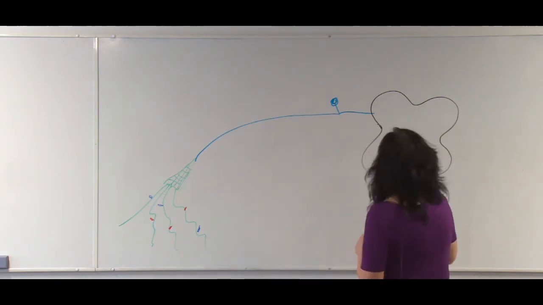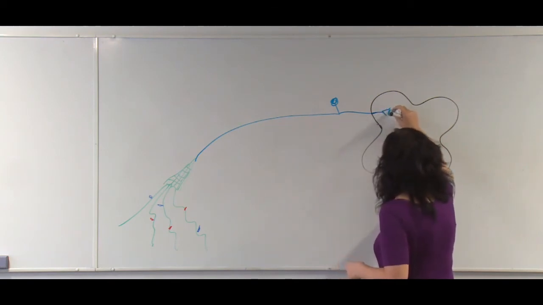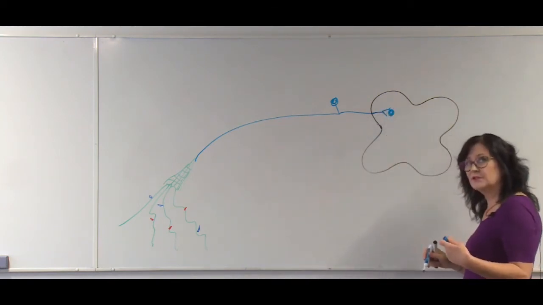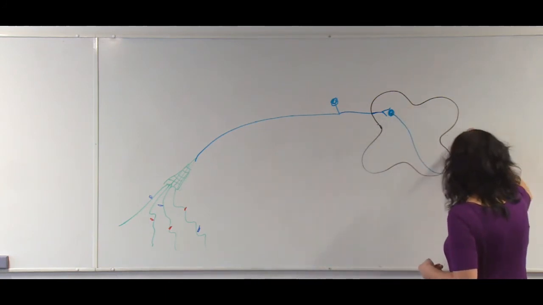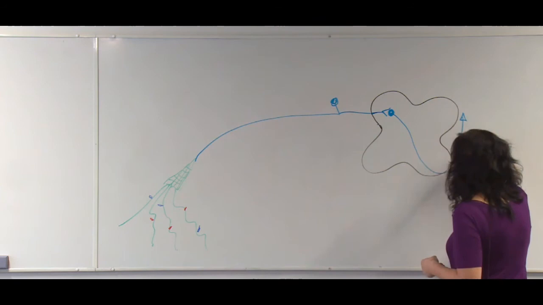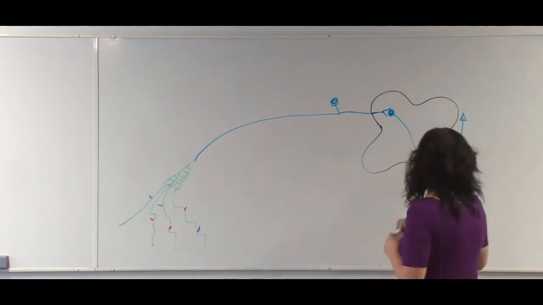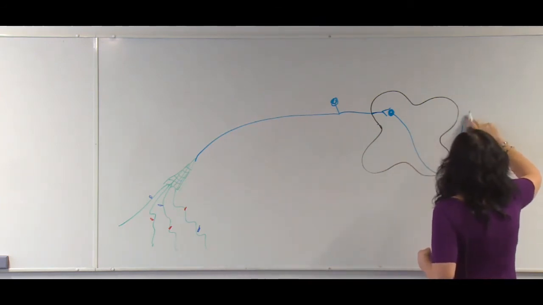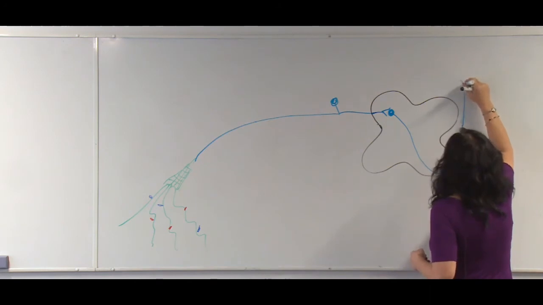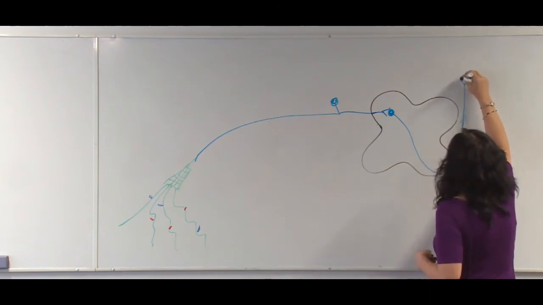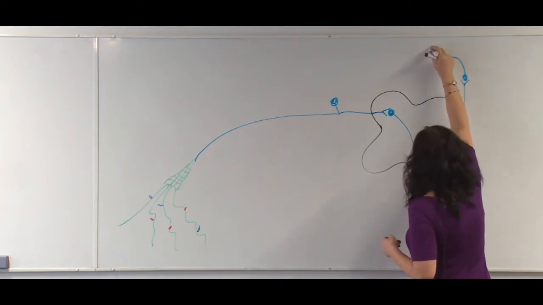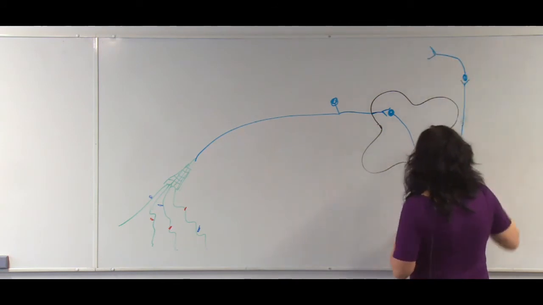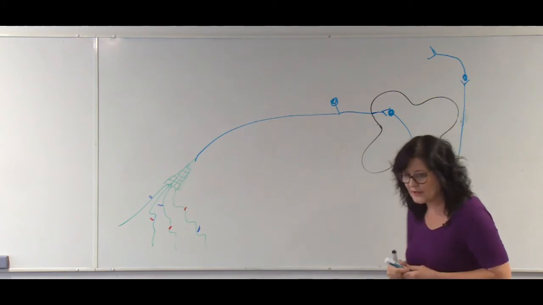So it goes into our dorsal horn, synapses with a second order afferent neuron, which crosses over, goes up the spinothalamic tract to the thalamus. There's our thalamus. Third order goes on to our somatosensory cortex.